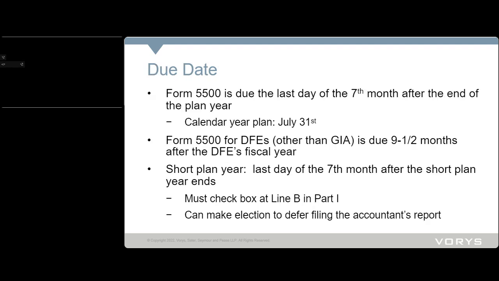And as you all know, the due date for the Form 5500 is coming up for calendar plan years. It's the last day of the 7th month after the end of the plan year. Also, if you've got a short plan year, pay attention to that. It's the last day of the 7th month after the short plan year ends, and there are certain boxes that you have to make sure you check on the Form 5500 to indicate the short plan year.